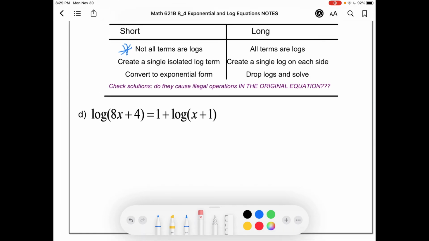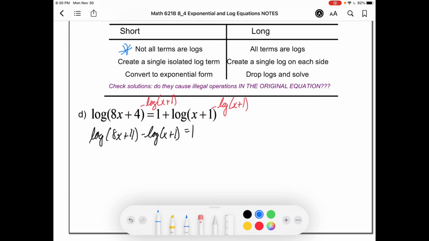So now we have to create a single isolated log term. And what that's going to mean for us is that we have to subtract log of x plus 1 from both sides. I want to get all my logs on one side and all my numbers on the other side. So let's see what that looks like. Log of x plus 4 minus log of x plus 1 equals 1. Okay, we still haven't created a single isolated log term, but we have got the logs all on one side.